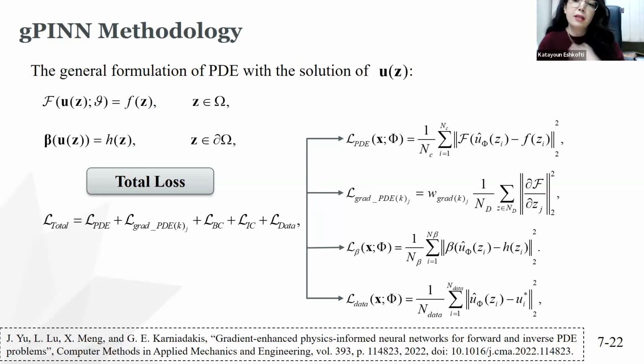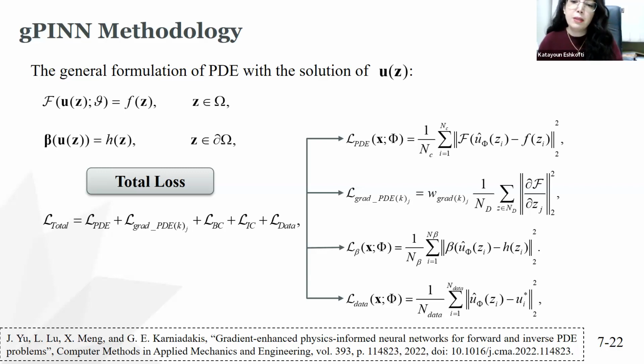I believe most of the audience is familiar with the concept of PINN, but for those who do not have the background, we can say the general formulation of a PDE has F as the differential operator, U is the solution to the problem, and beta is the boundary condition. So the loss term is a fundamental component of a neural network. In conventional neural networks, we have labeled data to predict the values of the output variables. But in PINN, the residuals of PDEs, initial conditions, and boundary conditions are utilized as the loss functions.